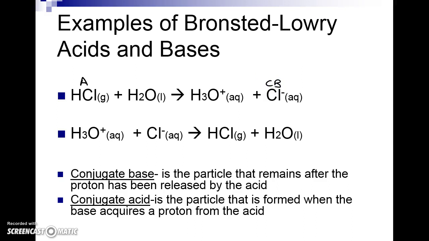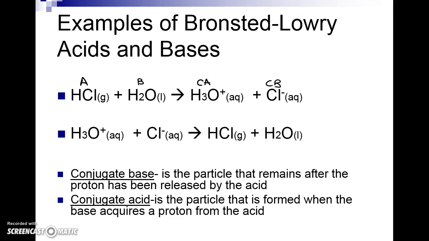The conjugate acid is the particle that is formed when the base acquires a proton from the acid. In an acid-base reaction, we always have to have an acid and a base in the reactants. So if this is obviously our acid, H2O is going to act as our base. H2O can act as either an acid or a base, as we'll see. If this was our base, now it has acquired this proton, it has an extra hydrogen, and so this now is our conjugate acid.